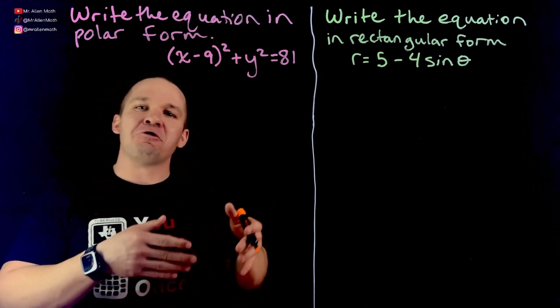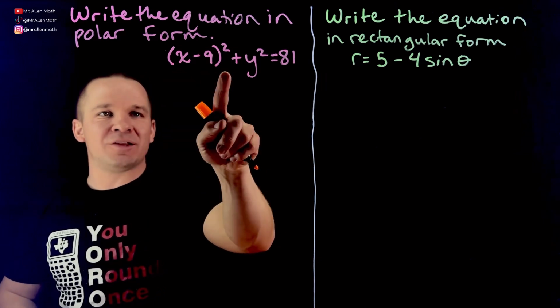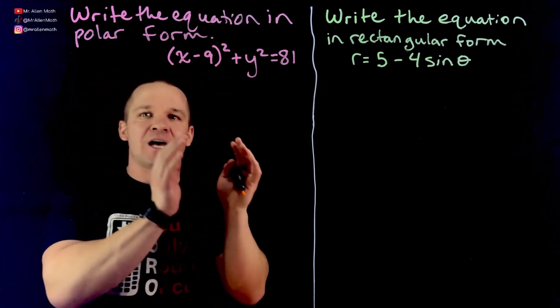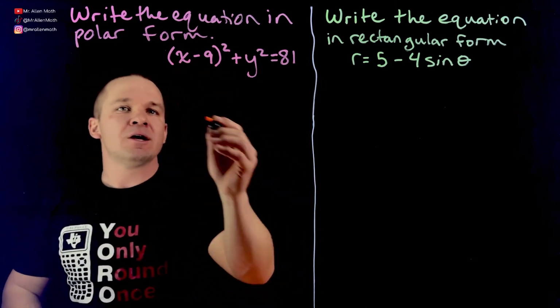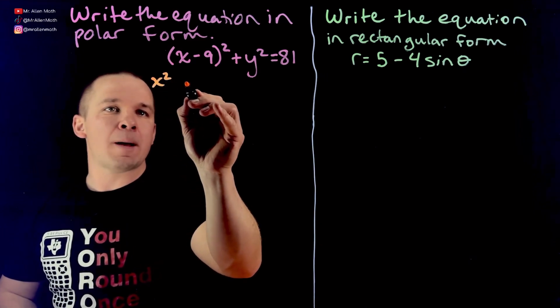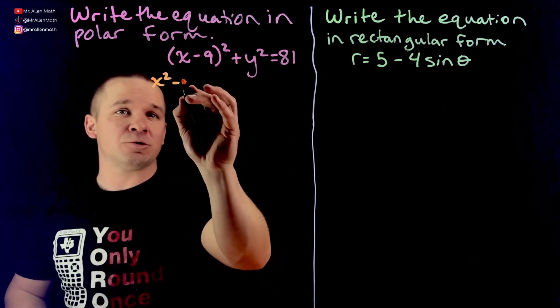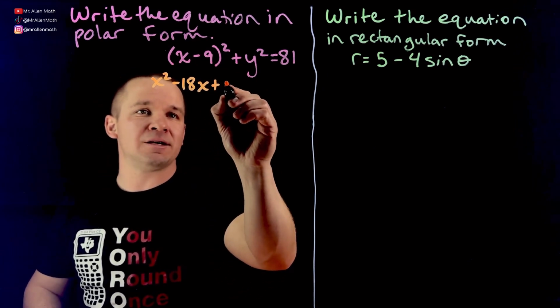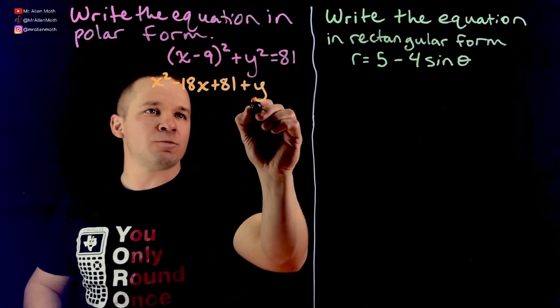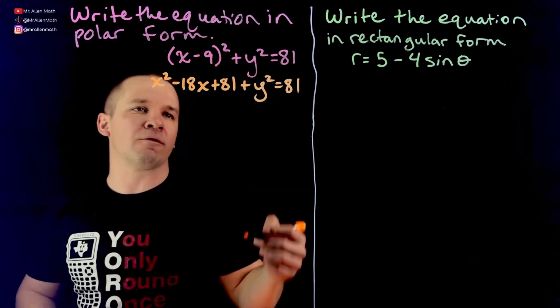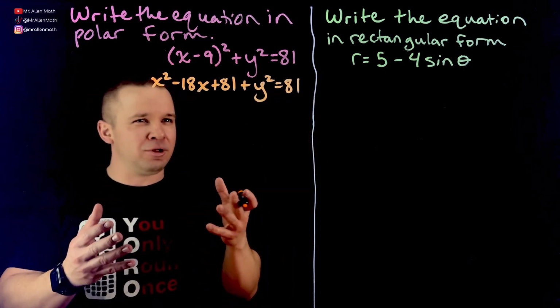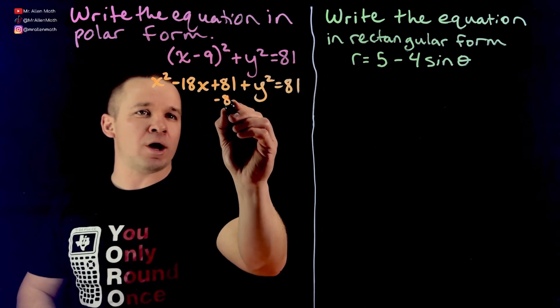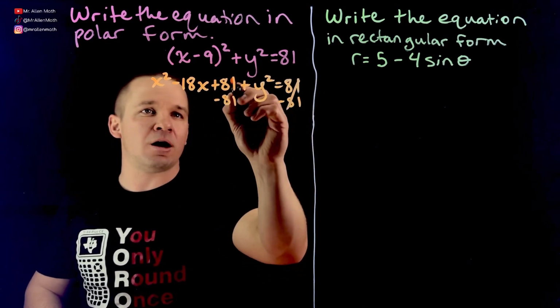To convert it into polar form, I'm going to need to expand this part right here. x minus 9 times x minus 9 is how you have to think of that. So that becomes x squared minus 9x minus 9x, which is minus 18x. Negative 9 times negative 9 is positive 81. And our y squared doesn't change, nor does the 81 over here. Now I can do a little simplifying. I can subtract 81 on both sides, and those guys are gone.